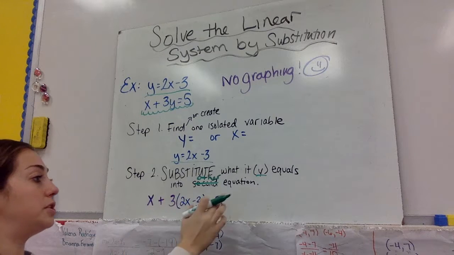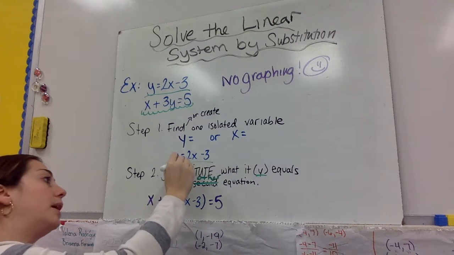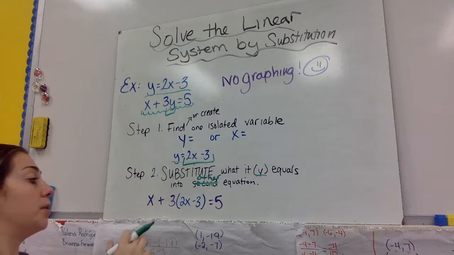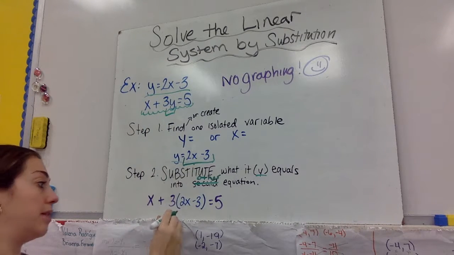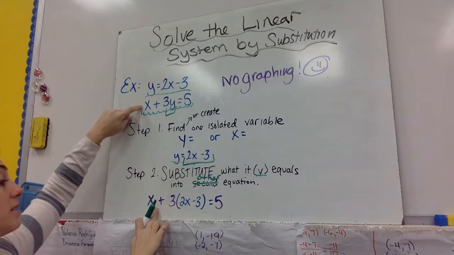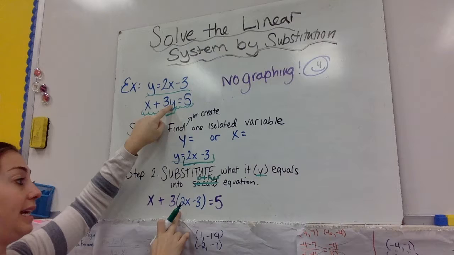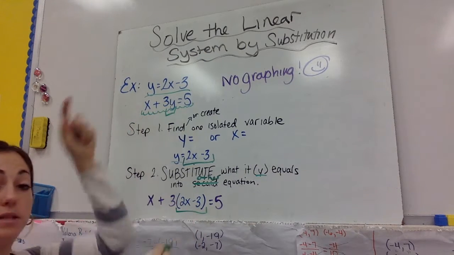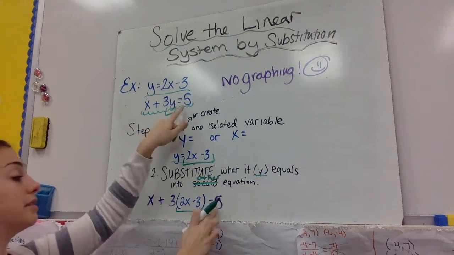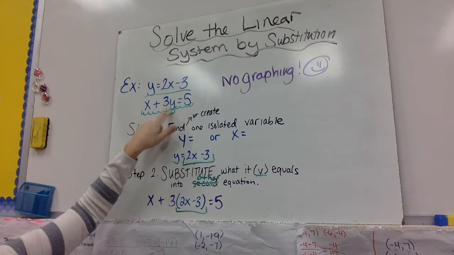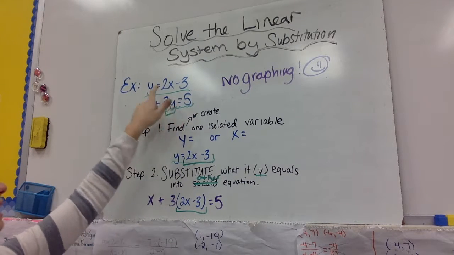You're going to substitute it in for y. What does y equal? It equals 2x minus 3. Where is y? Well, it's right here. So we're going to substitute 2x minus 3 in for our y. So if you notice, you have x plus 3 times the quantity, what y equals, and it's 2x minus 3, and that equals 5. So you're taking the whole equation, but you're only substituting what that isolated variable equals.